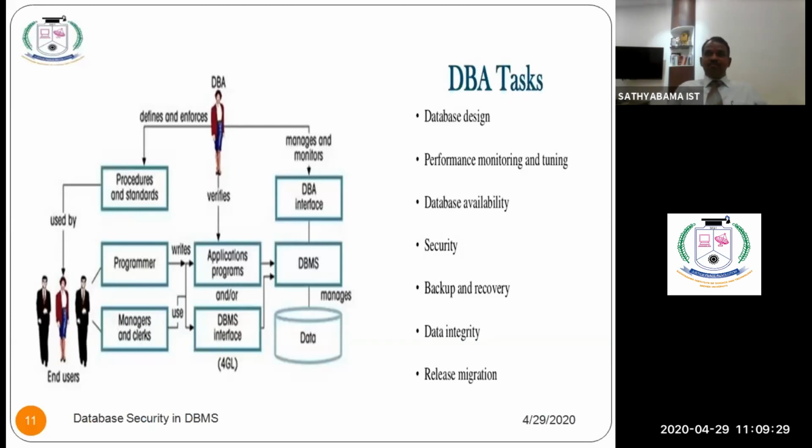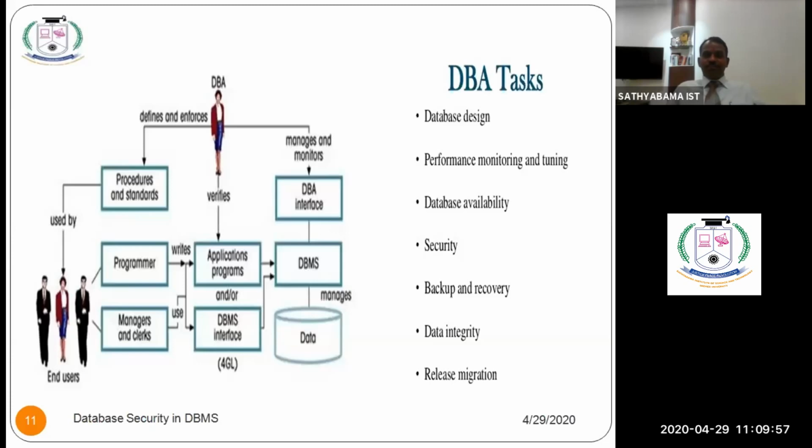The second one is performance monitoring and tuning. In performance monitoring, the DBA analyzes how many users can possibly access the database simultaneously in a second. Based on that, if there is a need for more user interaction, they automatically improve the performance of the database interface.